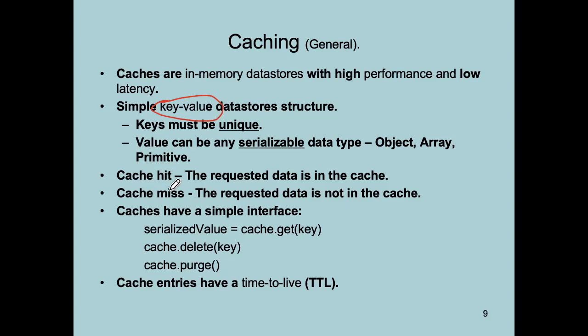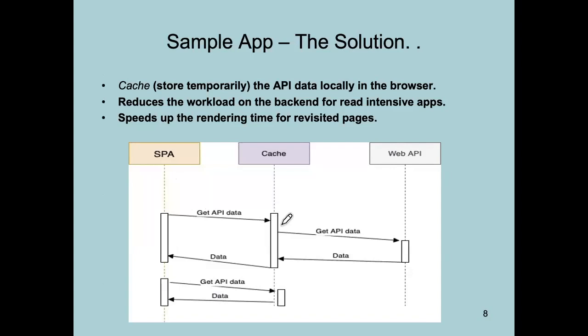So if I go back to the previous screen, what we would say is that a cache miss occurred here. Cache miss means that when the client asked the cache for a particular piece of data, that data was not present in the cache. We refer to that as a cache miss. Whereas when a client asks the cache for a piece of data and it already has it, then we refer to that as an occurrence of a cache hit.